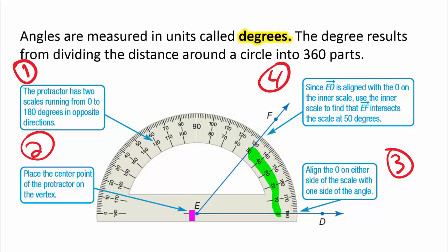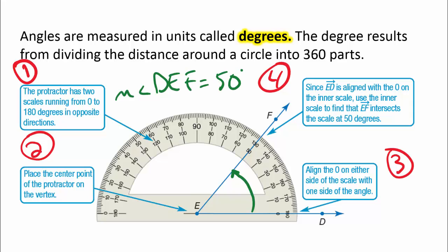Side EF intersects with 50. You can't really see it because I just covered it up, but it intersects with 50 degrees, not 130 degrees. Because it starts here, you want to count these numbers up to 50 degrees. So the measure of angle DEF equals 50 degrees.